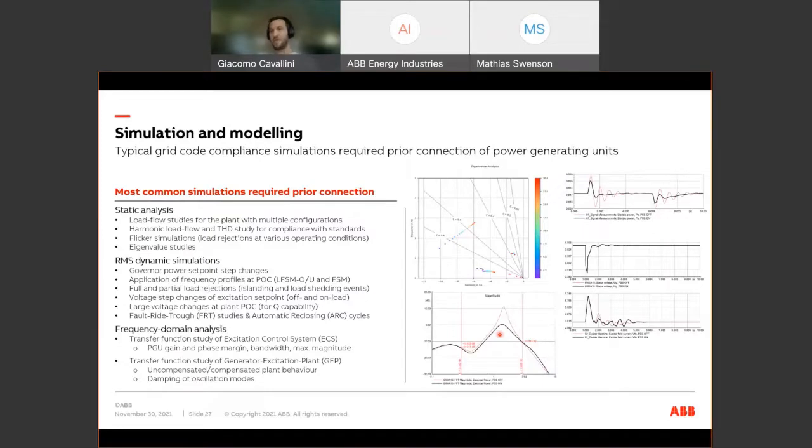The transmission operators require the transfer function study of the equipment. This, for example, is about the excitation control system when it goes into the voltage regulation analysis off grid, for example when the GCB is open, or also about the generator excitation plant. This one is more about the transfer function of the full unit while it's connected to the grid, and here you also have some influence from the network. So these are typical simulations required for grid code compliance, and this depends on different markets. Every market has its own requirements.